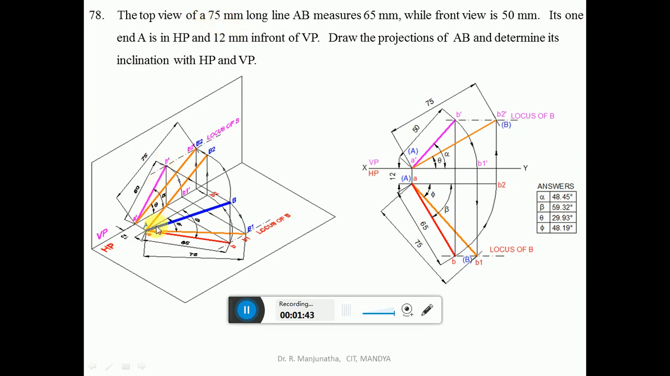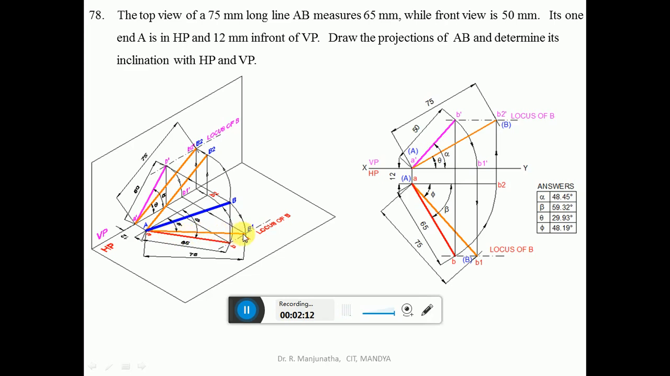With a as center, take the radius of 75 and cut an arc, so that you are going to get this point B1. Then join a and B1 a little bit thicker than the projector line. So this will be the locus of B in the top view. You draw a dash dot line, which will be the locus of B. So this point will be B1. Since this line is parallel to HP, we are getting the true length in HP.